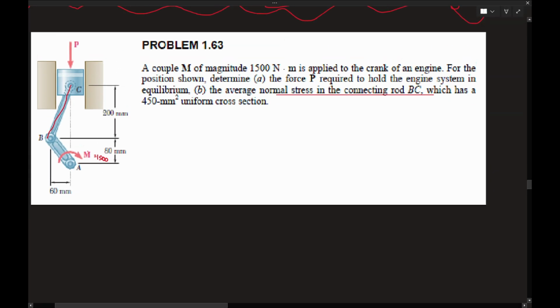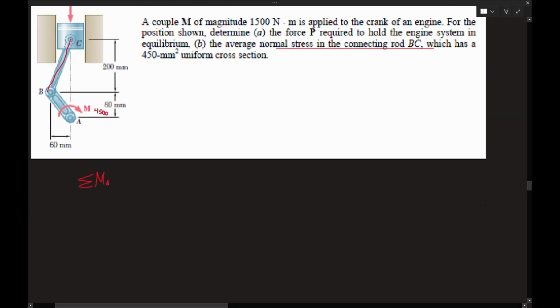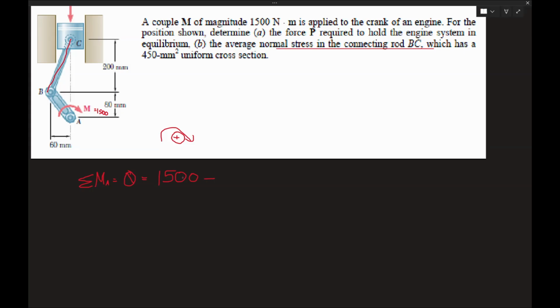So the principle is, all you have to do is take a moment about A. The sum of moments about A is equal to 0, right? And that is equal to, let's establish this as positive, so you have 1500, and then minus this component and this component of these two forces. Sorry, it's for this rod. This rod has two components. It has an x component.